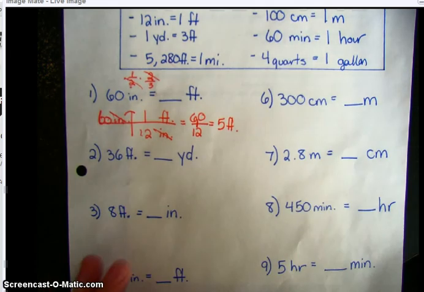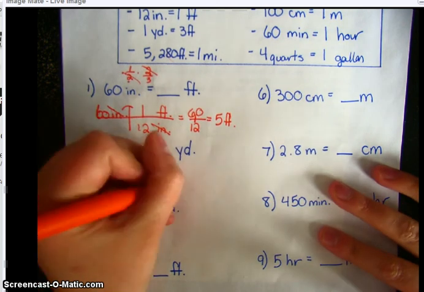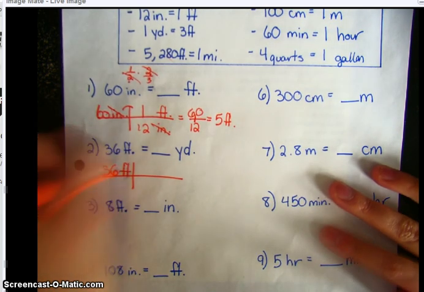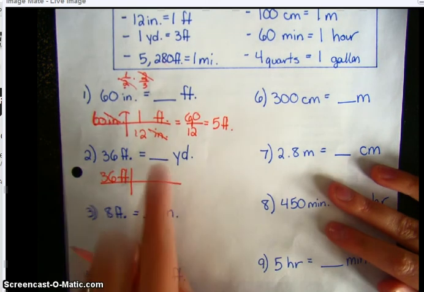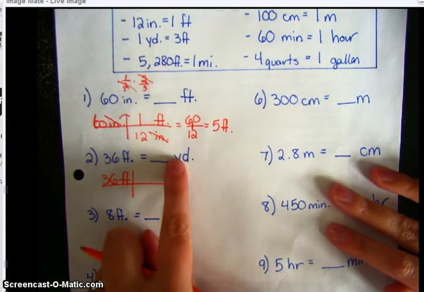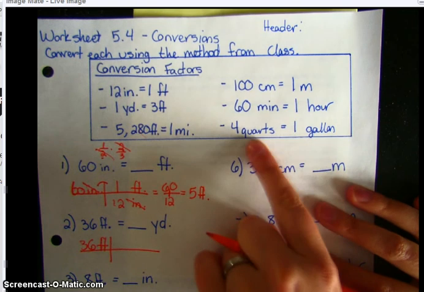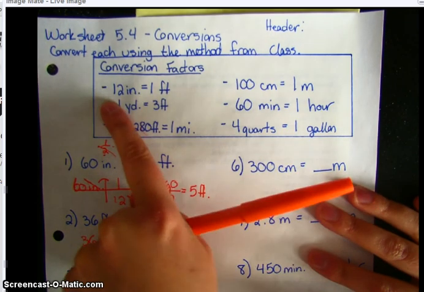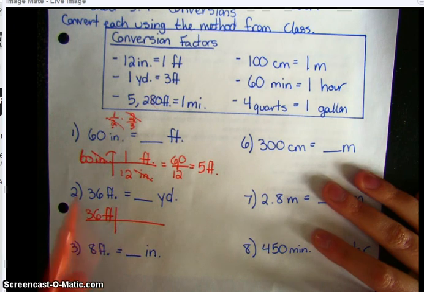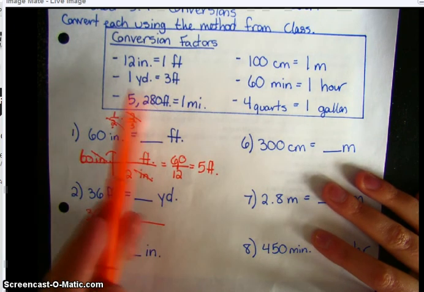Okay, so again, we're going to start with our T-table, and we're going to put 36 feet in the top left, and then we're going to choose our conversion factor. We're looking for something that relates feet and yards, and I see gallons and quarts, minutes per hour, there's feet and inches, feet and yards. Okay, so we have to have both. So we want to use this conversion factor.